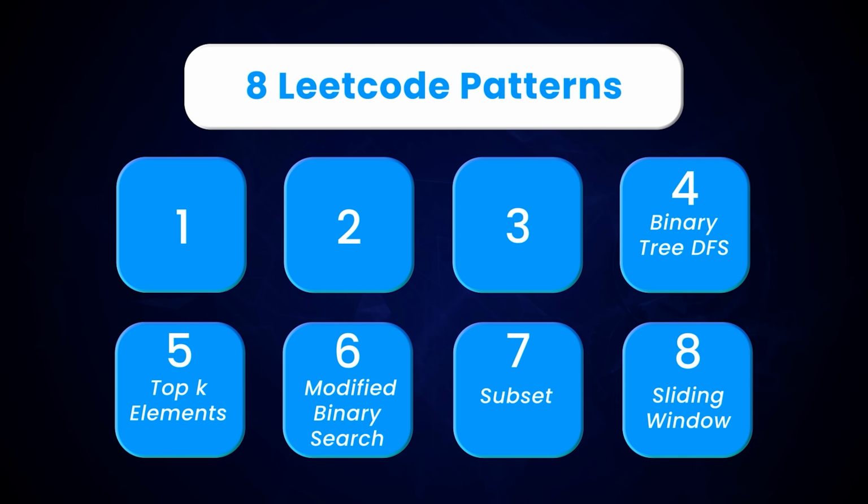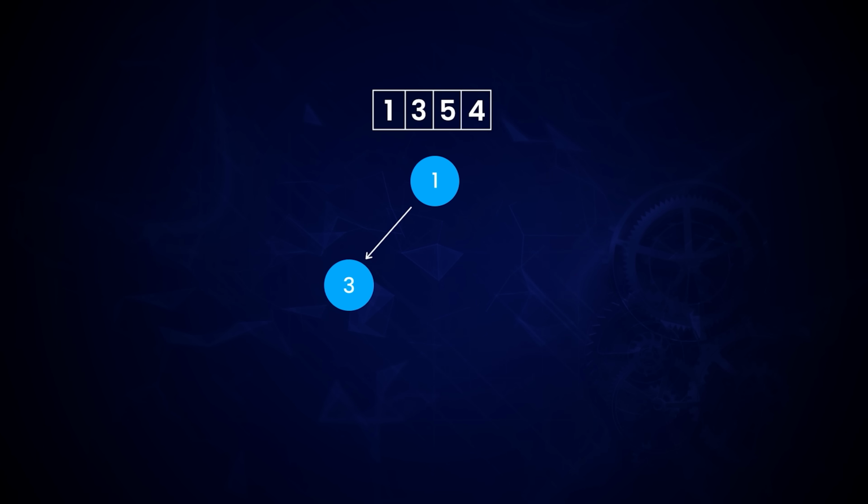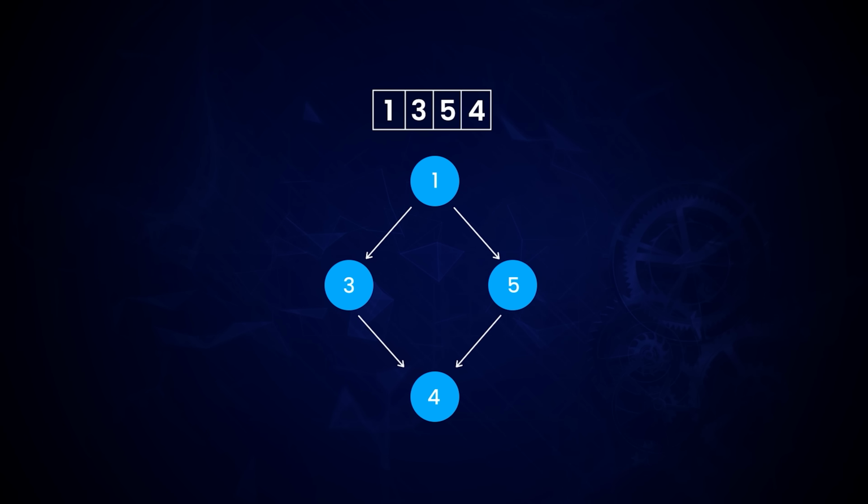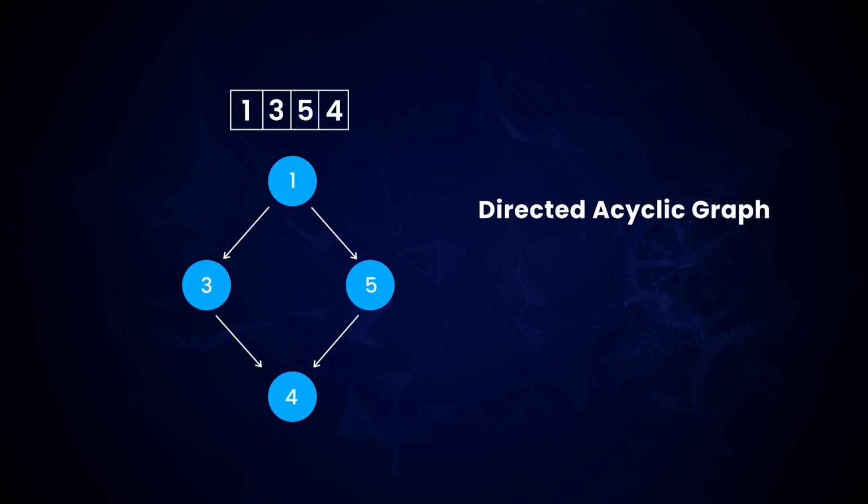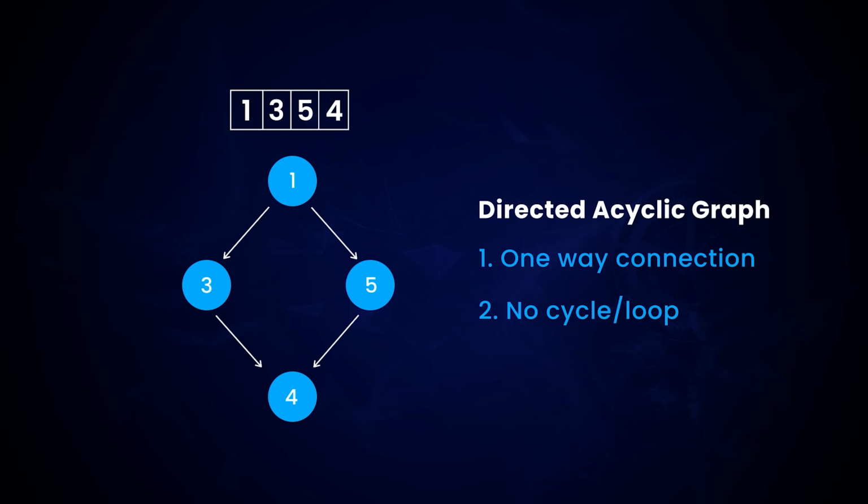Next pattern we have on the list is topological sort. The topological sort is used to arrange elements in a specific order when they have dependencies on each other. It's particularly useful for directed acyclic graphs. Whenever the nodes of a graph have one-way connections between them and there is no cycle, it's called a directed acyclic graph. Think of topological sort whenever you have a prerequisite chain.